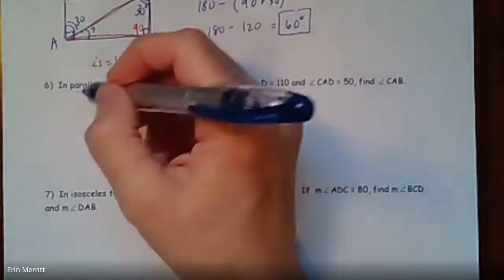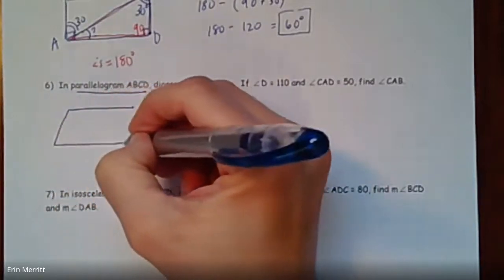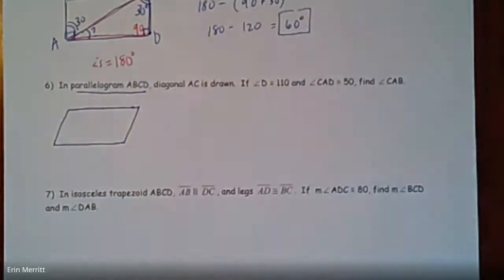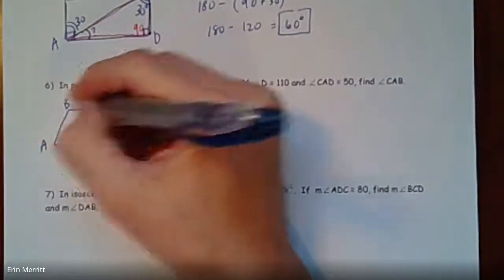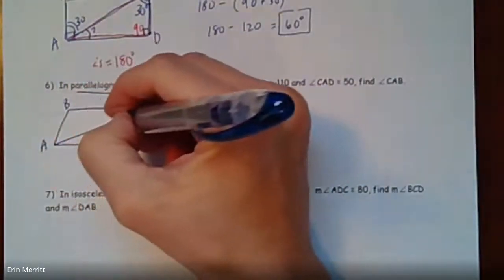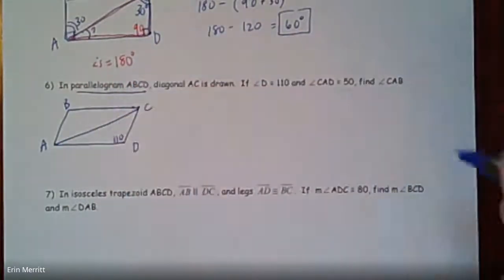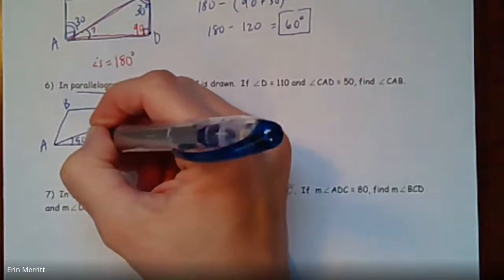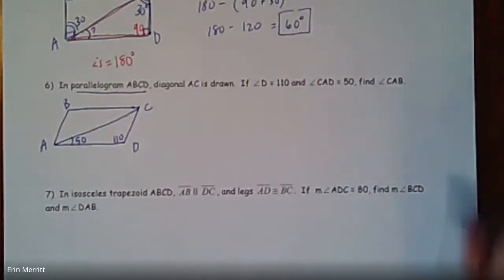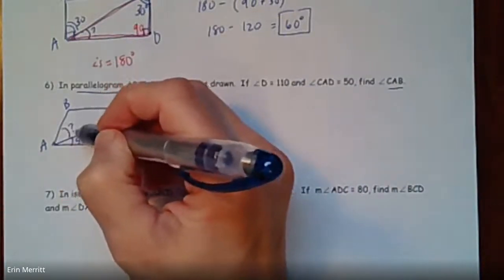Right? For the next one, you've got a parallelogram ABCD. Again, doing your best. I'm not the best drawer, but get your point across there. AC again is the diagonal drawn. So I'm going to go A, B, C, D, and then draw that diagonal. Angle D is 110 degrees. So that's good. My diagram kind of makes sense here. Angle CAD is 50. So CAD, that's this corner, would be 50. Find the measure of angle CAB. So CAB. So we're looking for that.